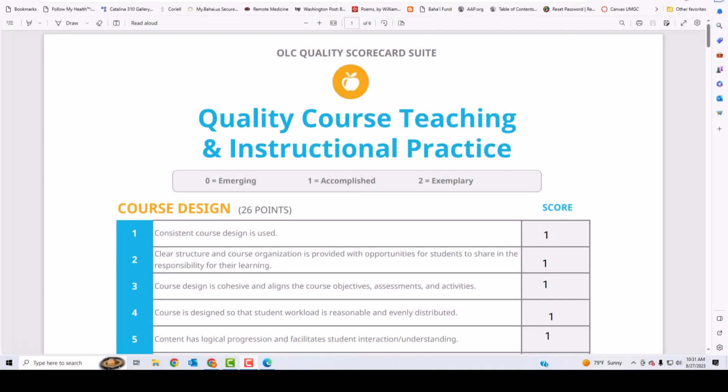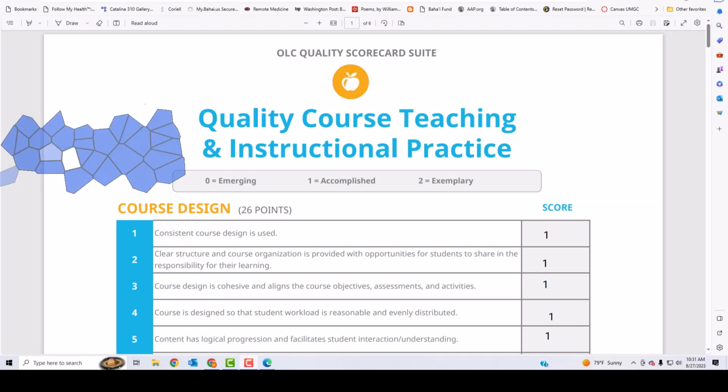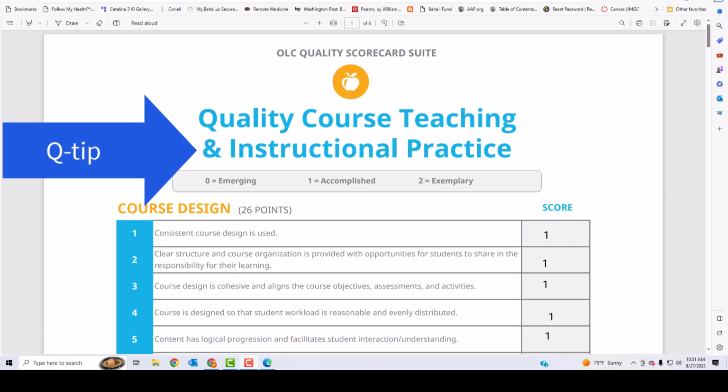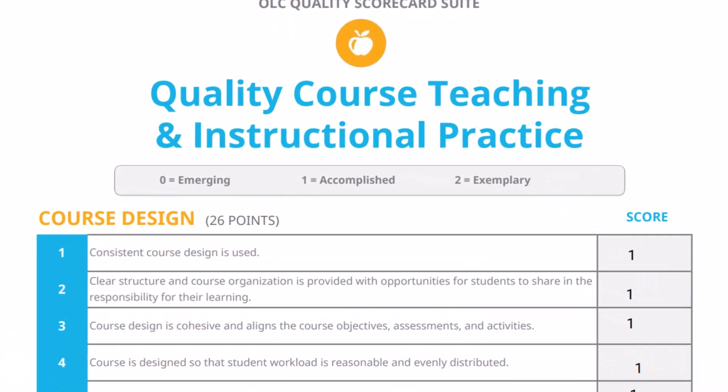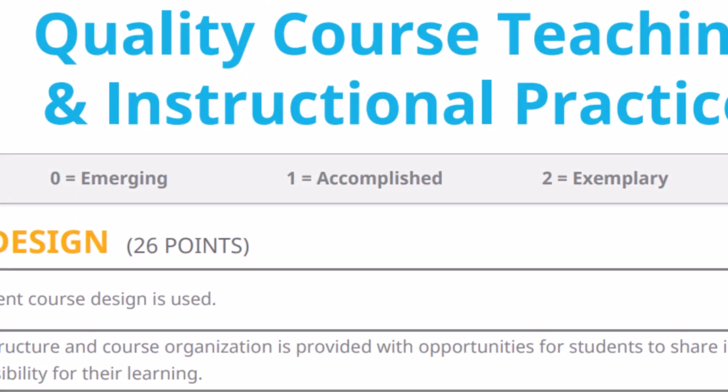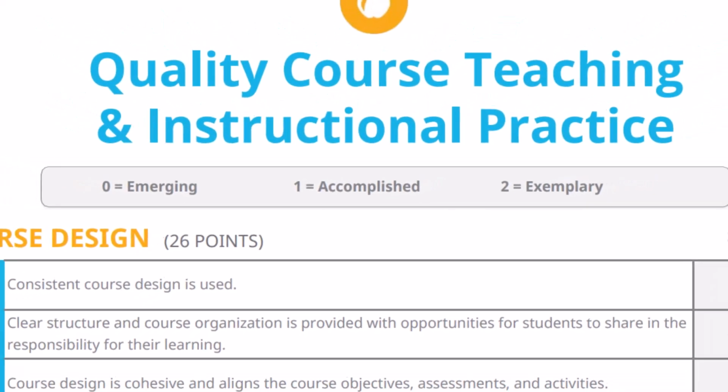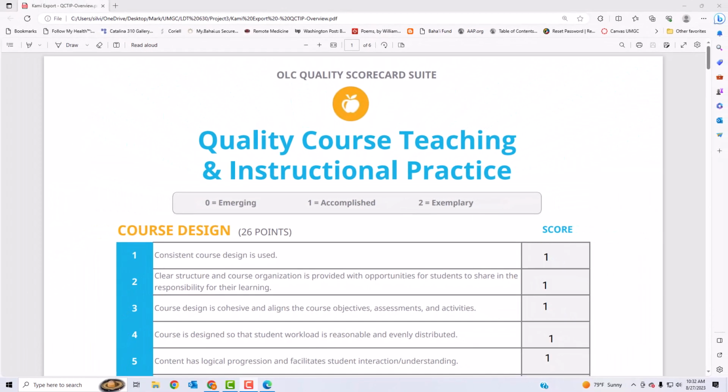Analysis of this course was conducted using the Quality Course Teaching and Instructional Practice Scorecard, also known as QTIP. The QTIP scorecard is a rubric designed to evaluate the overall digital classroom experience. The QTIP scorecard rubric has 10 functional areas which are evaluated using a numerical ranking system ranging from 0 to 2 points. Each functional area of the rubric has several subcategories which are scored.